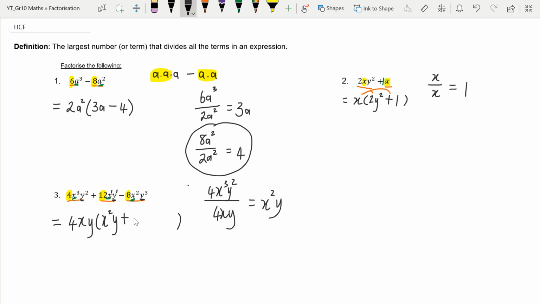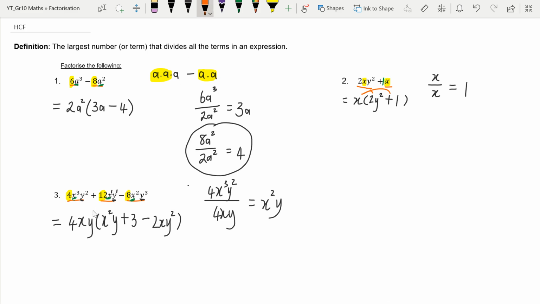For the second term, 12 divided by 4 will be 3, and the x and the y will cancel out. For the last term, 8 divided by 4 will be 2, and then x squared divided by x, there will be an x left, and there will be y squared left.